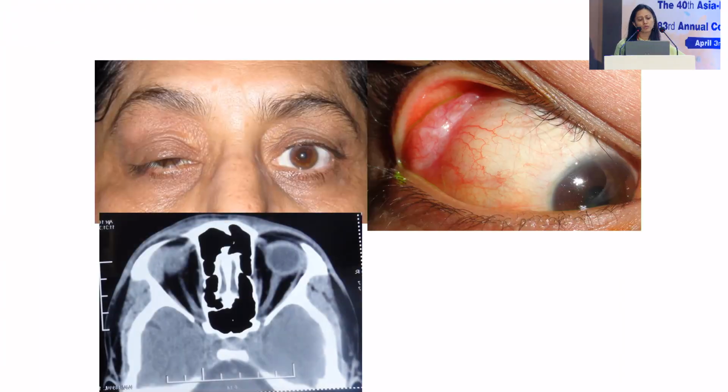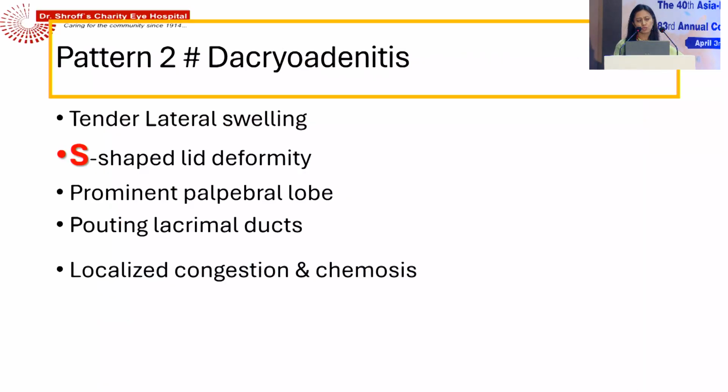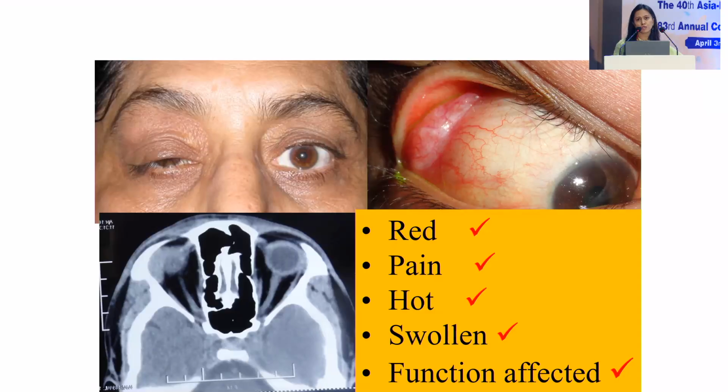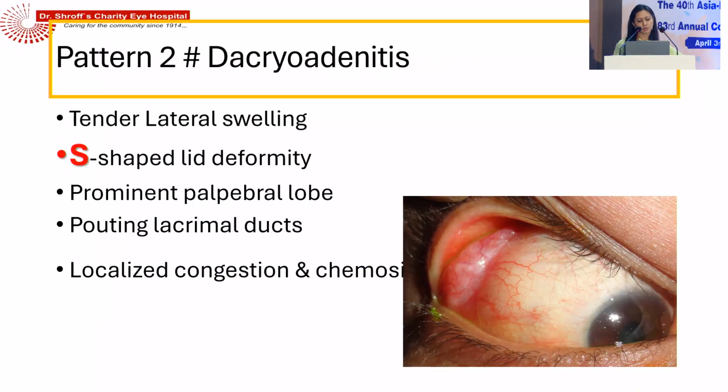Moving on to the next pattern, a young lady presented with a typical red hot painful orbit, swelling, function affected, there is ptosis, so that's the function which is affected, and she has an S-shaped lateral drooping of the eyelid, which is almost characteristic of acute dacryoadenitis. It can be prominent, involving the orbital lobe or the palpebral lobe.